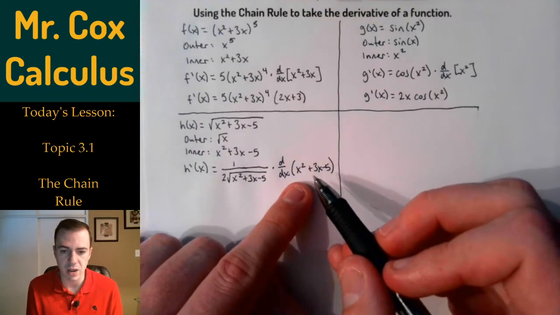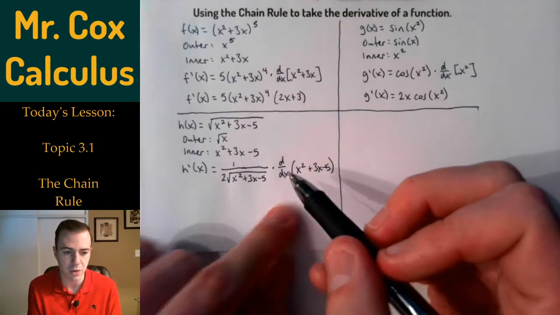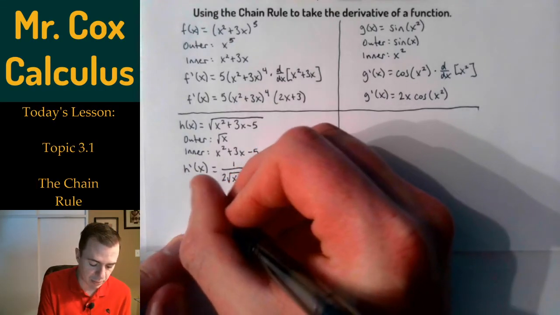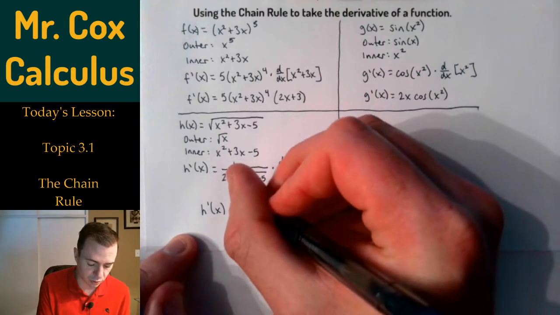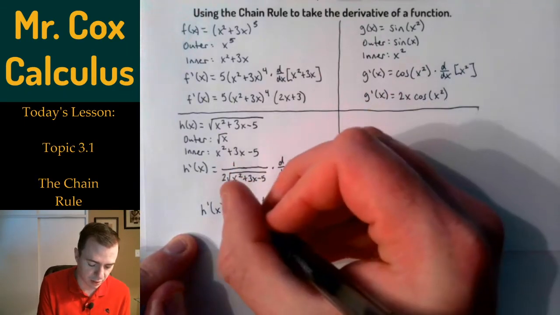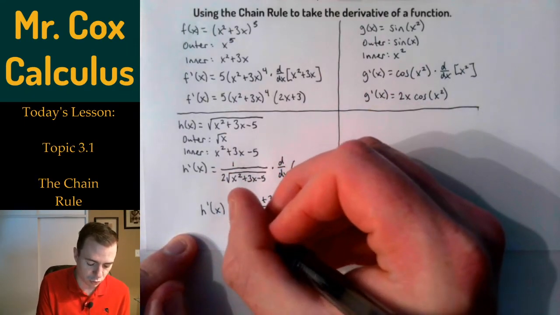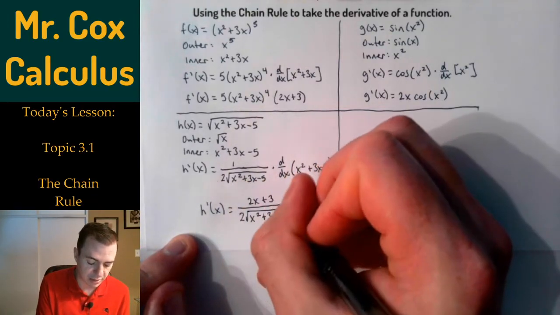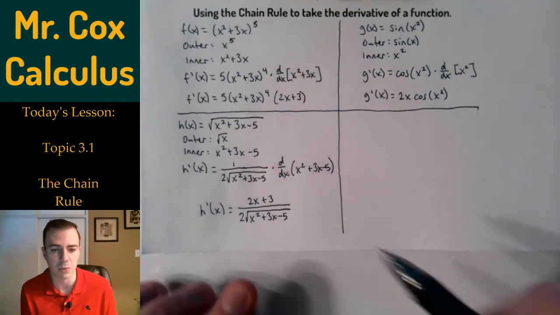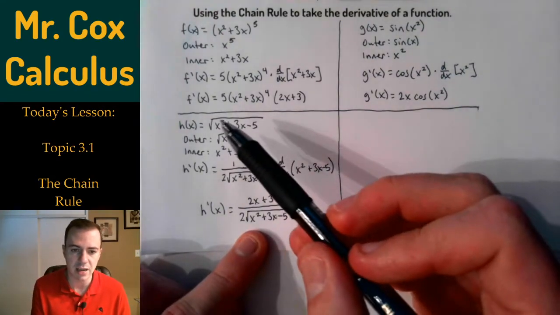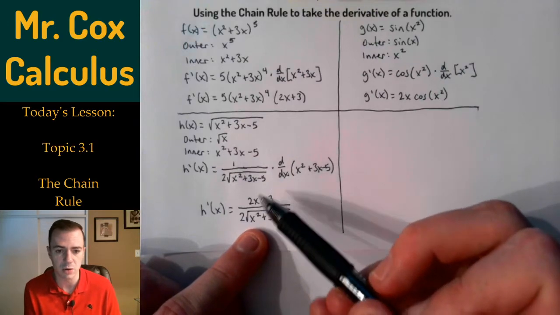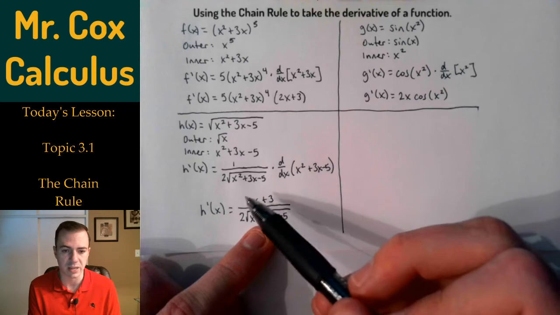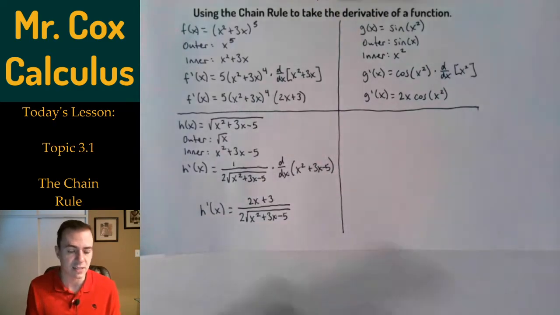Well, this derivative right here is going to be just 2x plus 3. And if I multiply it all together, I can write that in the numerator and say h prime of x is equal to 2x plus 3 all over 2 square roots of x squared plus 3x minus 5. And so there would be my derivative. And again, you can kind of see it is the derivative of the square root of something, which is 1 over 2 square roots of something. The chain rule part is what gave me the derivative of that inner piece that I took the square root of.